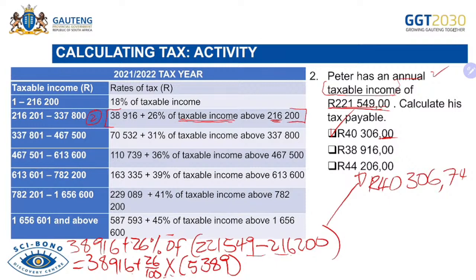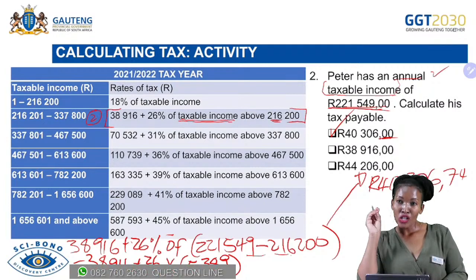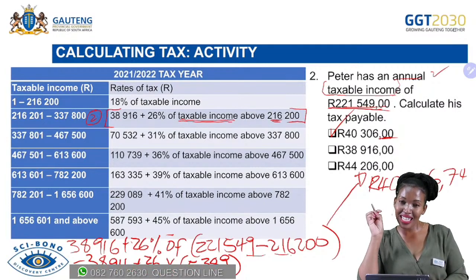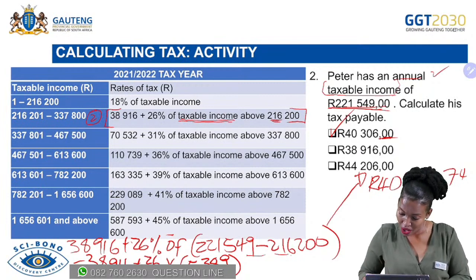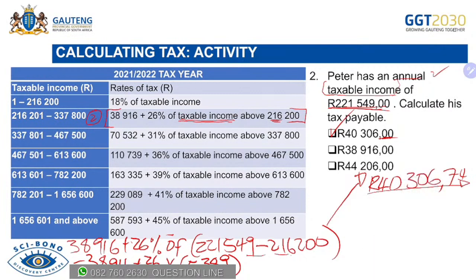So even in the exam, guys, don't round off in the middle of your calculations. We always round off at the final answer. As you are calculating, bringing it down, include all the decimals, then you'll round off at your final answer. So if we were to calculate Peter's annual tax, the tax that he has to pay for the year would be 40,306.74 rand.